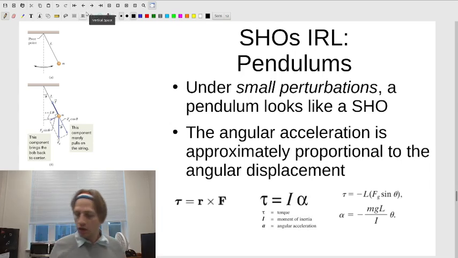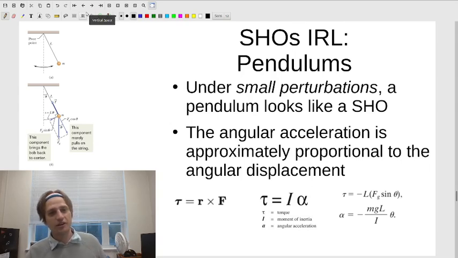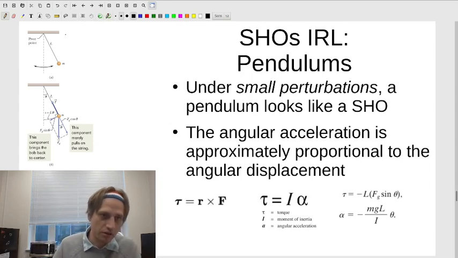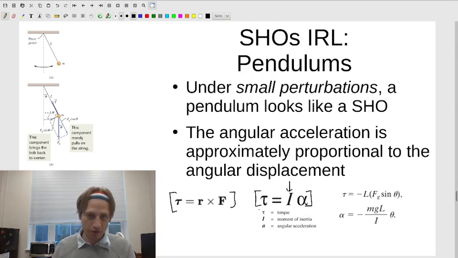Now I'd like to do just one more example of a simple harmonic oscillator, and that is the pendulum. The pendulum is a little bit more involved, simply because it harkens back to our angular motion from last semester. The physics is not that hard. It's just that we have to remember our stuff about torque, how torques cause angular accelerations, and how there's this thing about the moment of inertia. So let's quickly go through the problem.